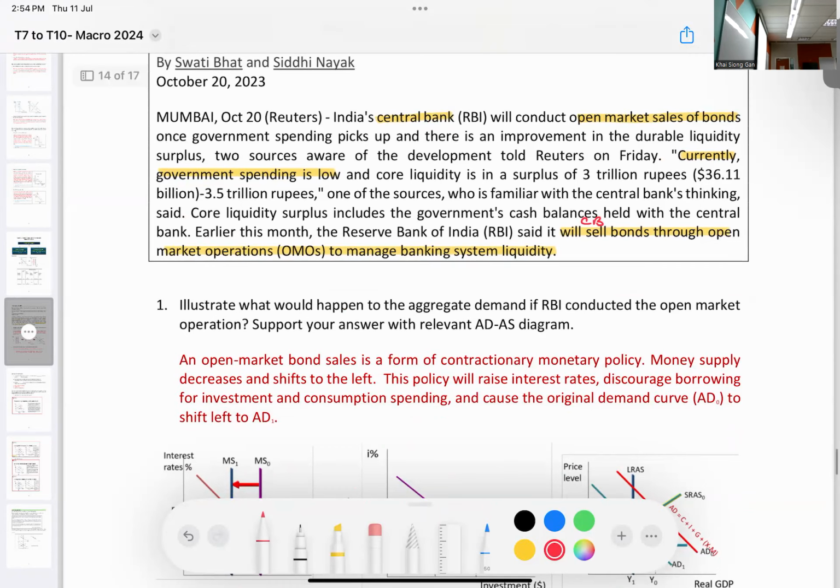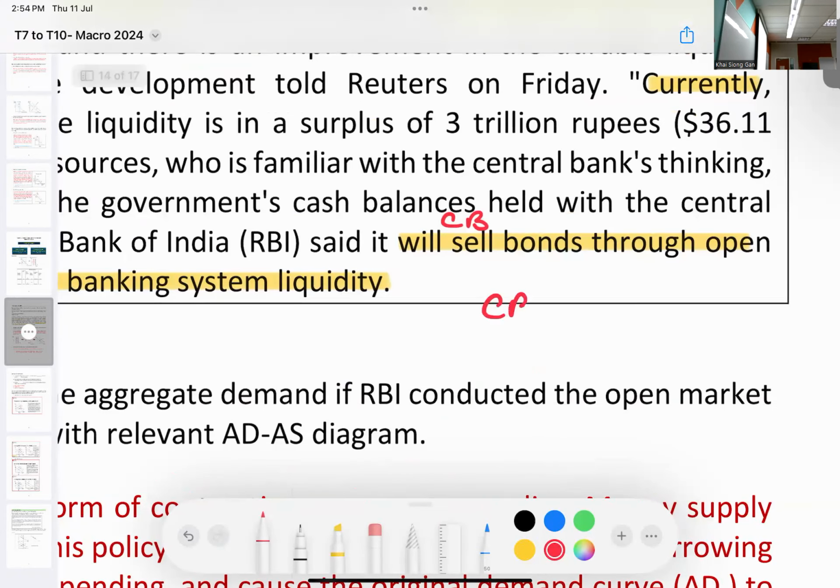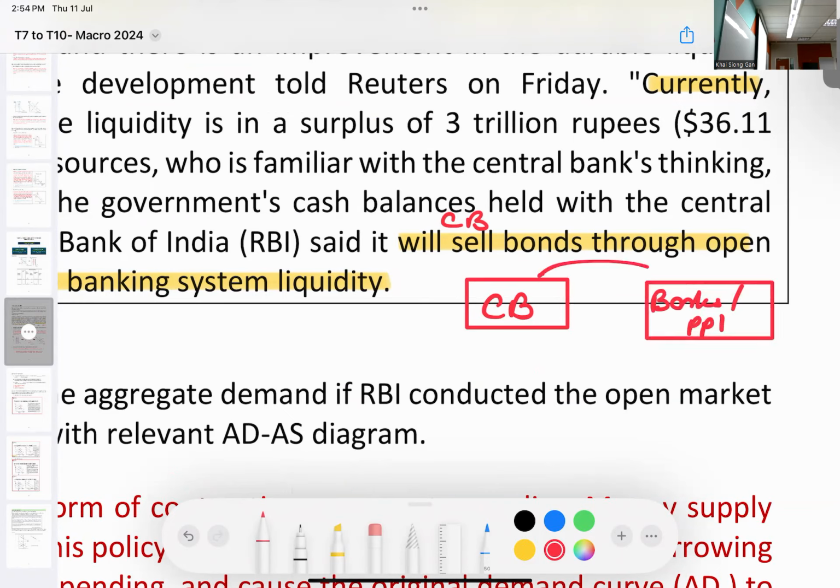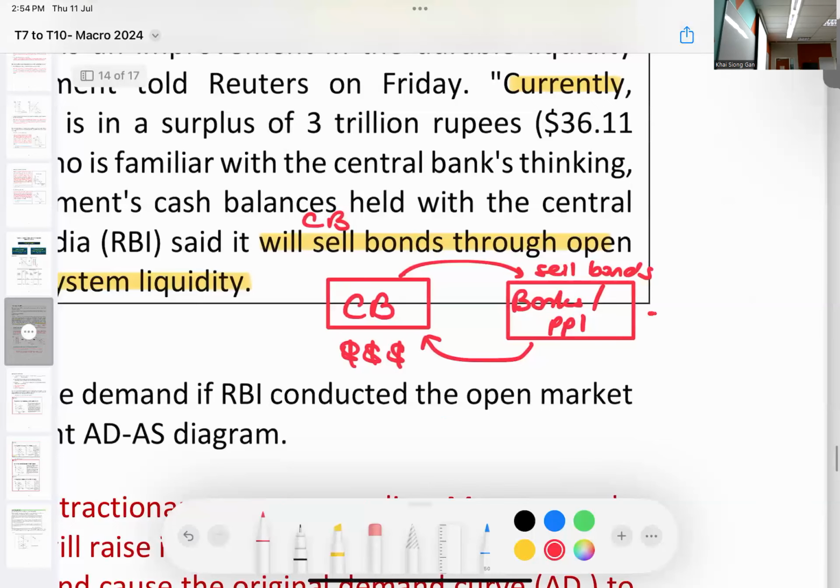Okay, so the central bank, CB, sells bonds. And you have banks here, or if you want to refer to people also can, banks or the public. So the central bank sells bonds to banks or people, and these people, this public, these banks will give money to the central bank. So it means there will be less money supply, less borrowing, and therefore less consumption and investment.